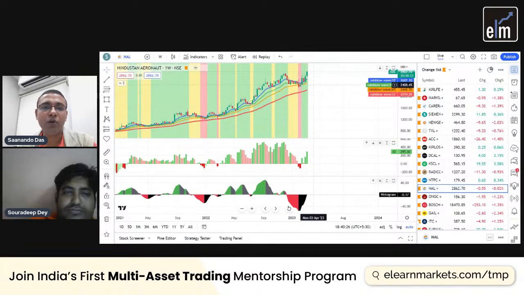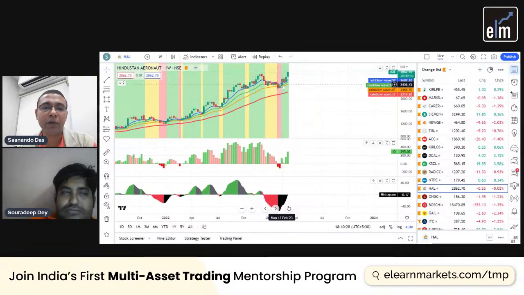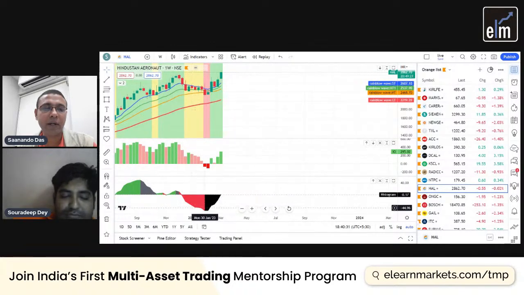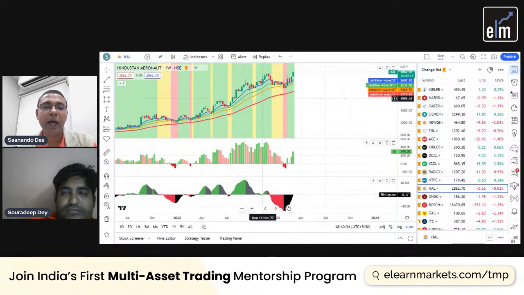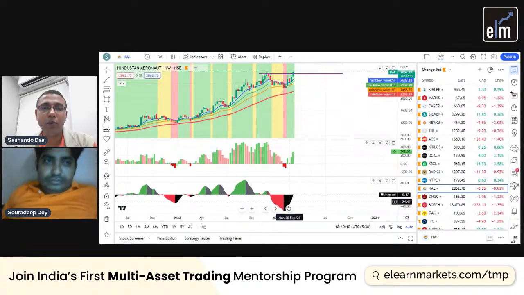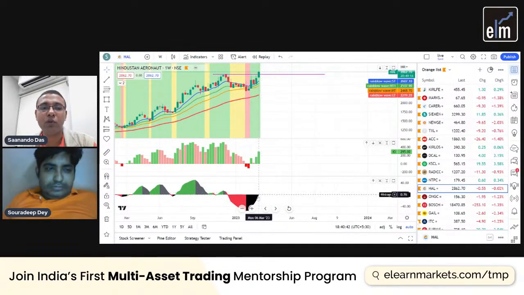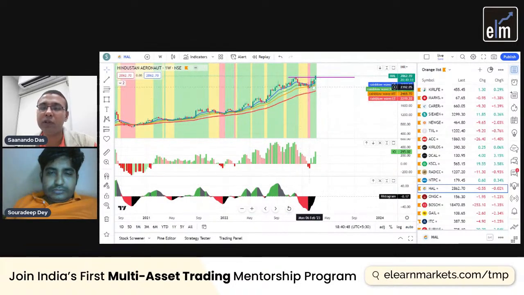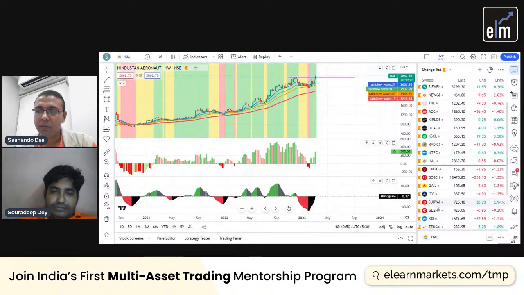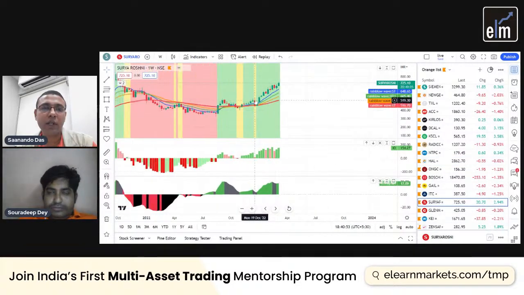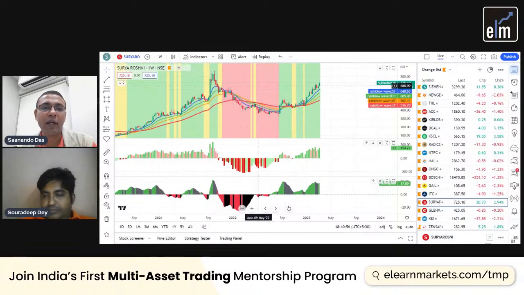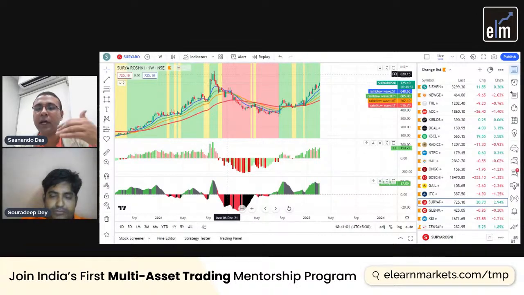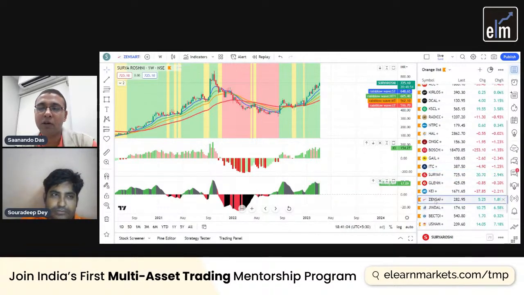HAL has been going good for quite some time. I think the correction that we had, as you can see, is over, and now the momentum is going back. What we are getting is a break, with momentum moving into the green zone. Once it starts moving to the green zone, we can see some big move in HAL. Surya Roshni is another one going quite strong, and I expect it will at least test these areas, 820, 830. After that, we will see some kind of major consolidation.